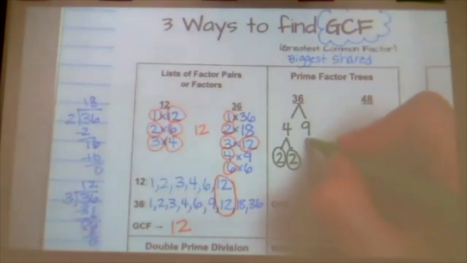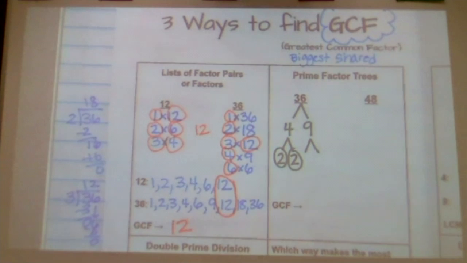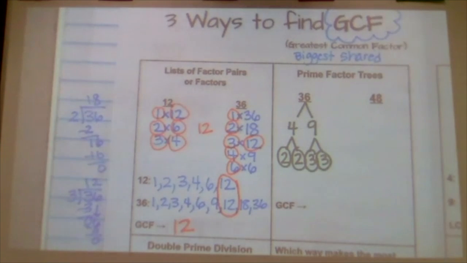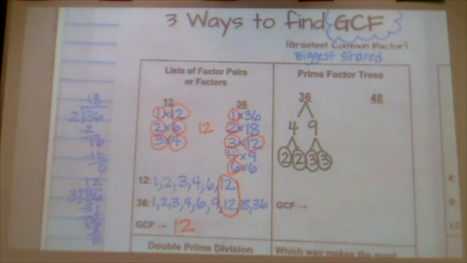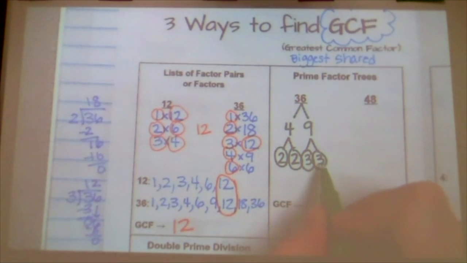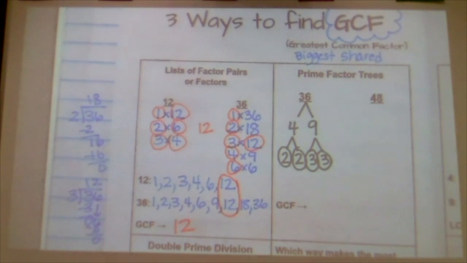So I'm going to do the same thing for my 9 branch. Let's break it down into another pair of factors. I know a way to make 9 is 3 times 3. And I know that those branches are also done because they're prime. So the prime factorization of 36 is 2 times 2 times 3 times 3. I've broken down the number 36 into 4 prime factors.